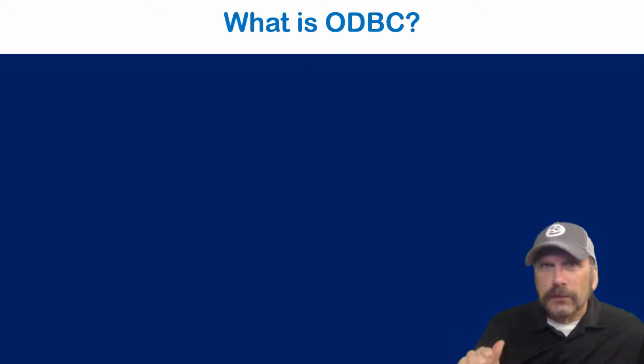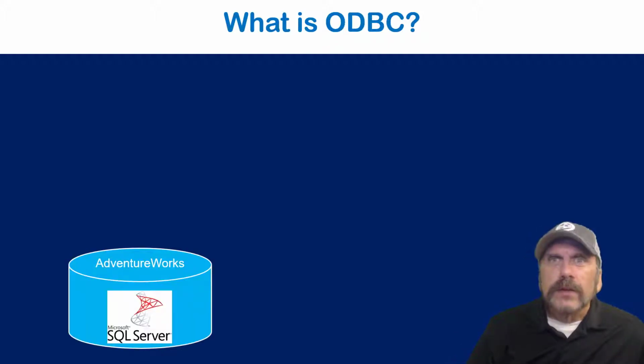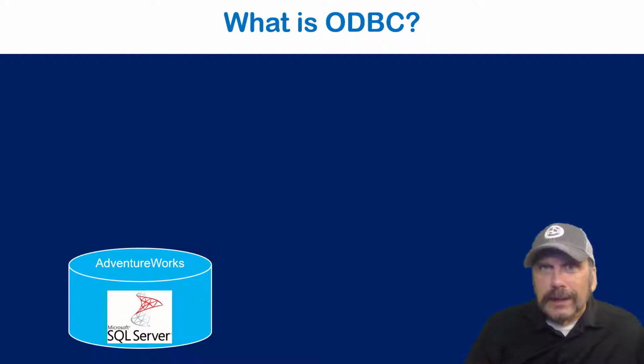What is ODBC? ODBC is a way to get to a database. And this was a problem that happened a while ago. Every database had its own way to communicate and connect to it, and that became really expensive and difficult for product makers, vendors of things like Office or anything really, to read and use databases. So a standard was created called ODBC, Open Database Connectivity.